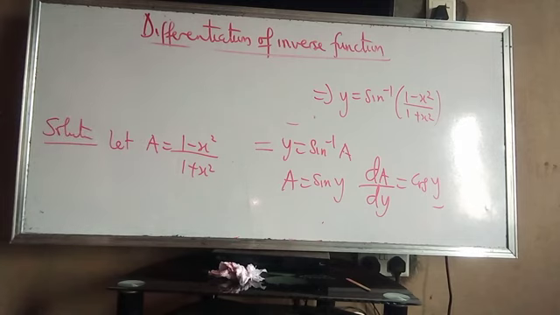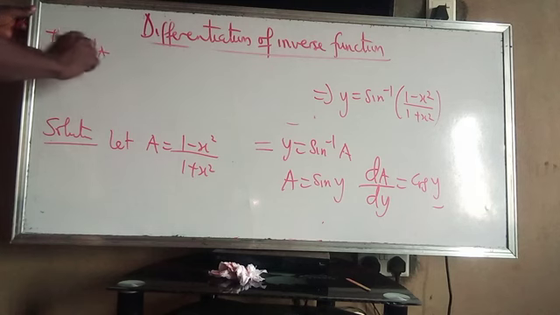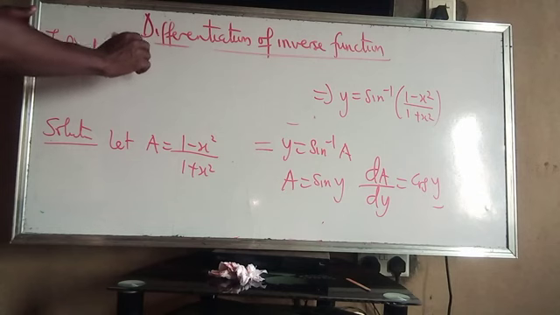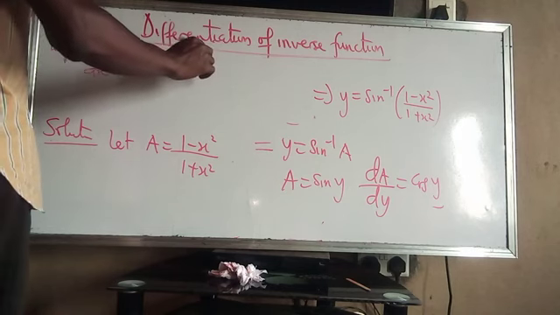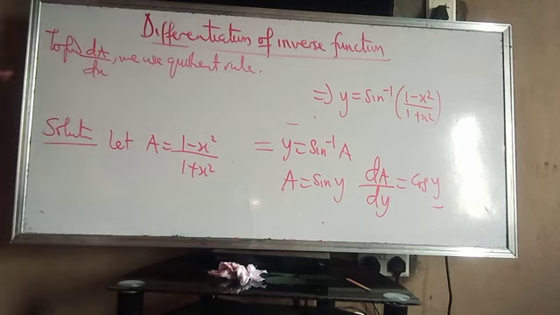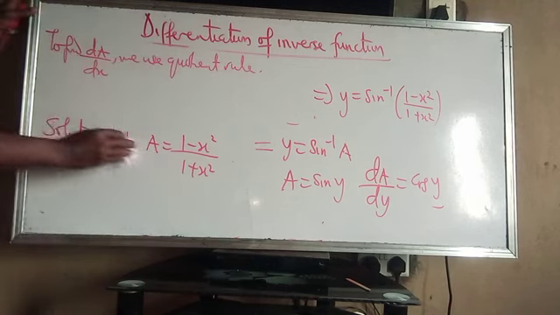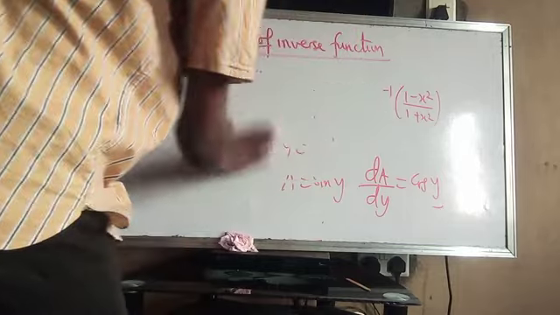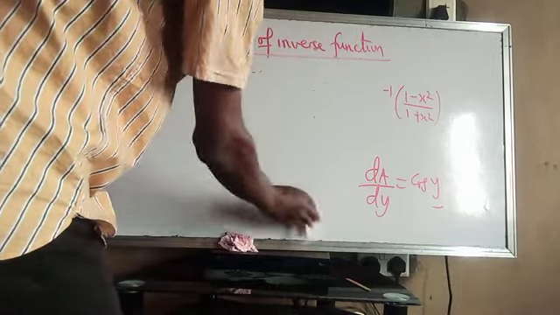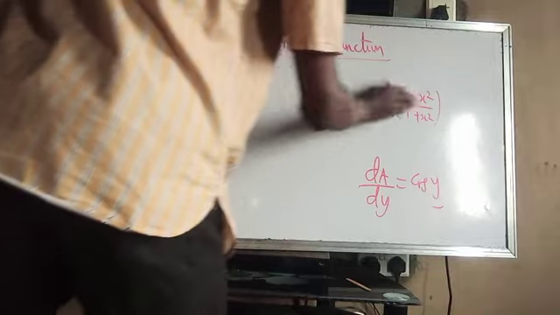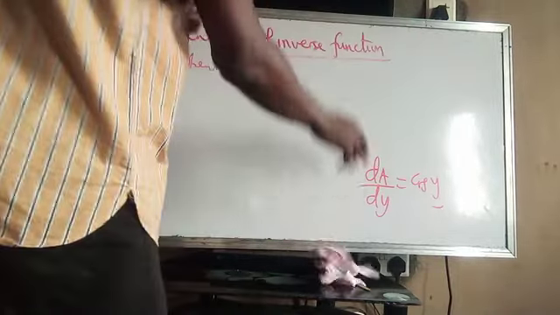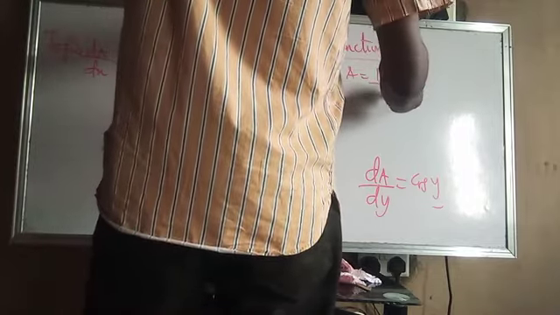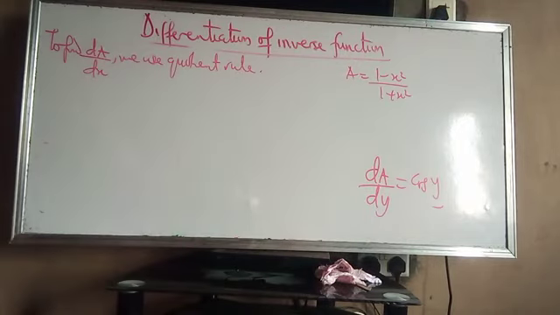I want to differentiate A with respect to x. Now to find dA/dx, we use the quotient rule that we have learned before, because it's a rational function. So let's differentiate that. And I don't want to clean everything so that I will not forget them when I need them. So let me just leave that one. I have my A is now what? 1 minus x squared all over 1 plus x squared.